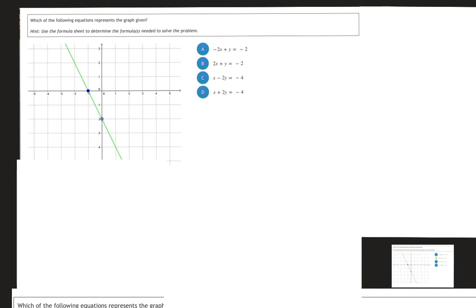In this video, I'm going to help you solve this problem. We're going to determine which of the following equations represents the graph given, using the hint to use the formula sheet to determine the formula needed to solve the problem.